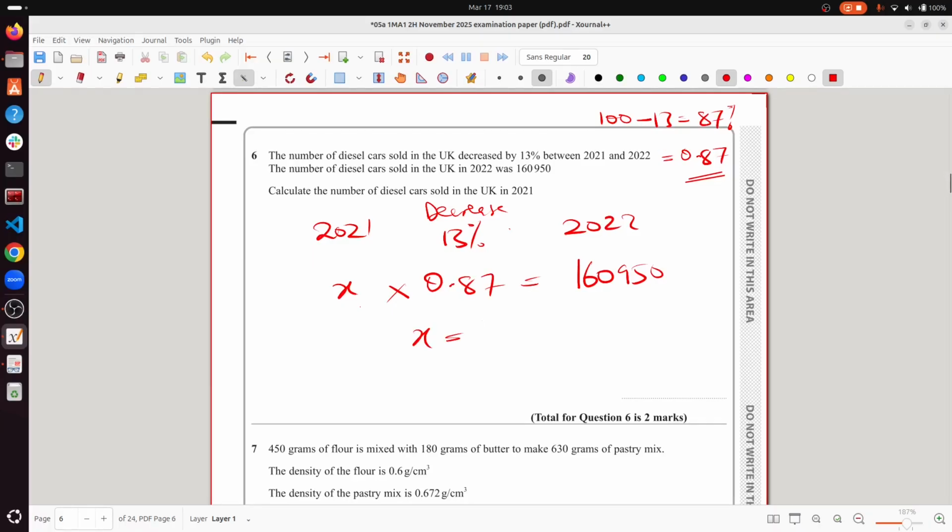And x now becomes 160,950 divided by 0.87, and that gives me 185,000.